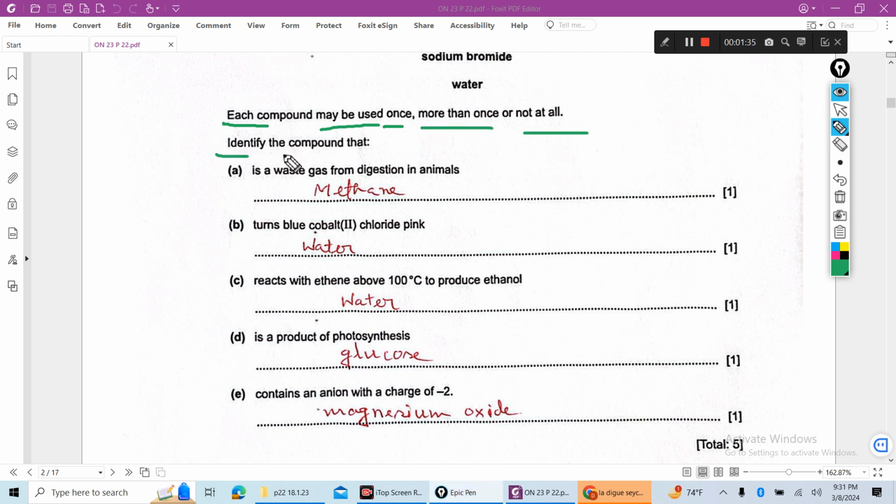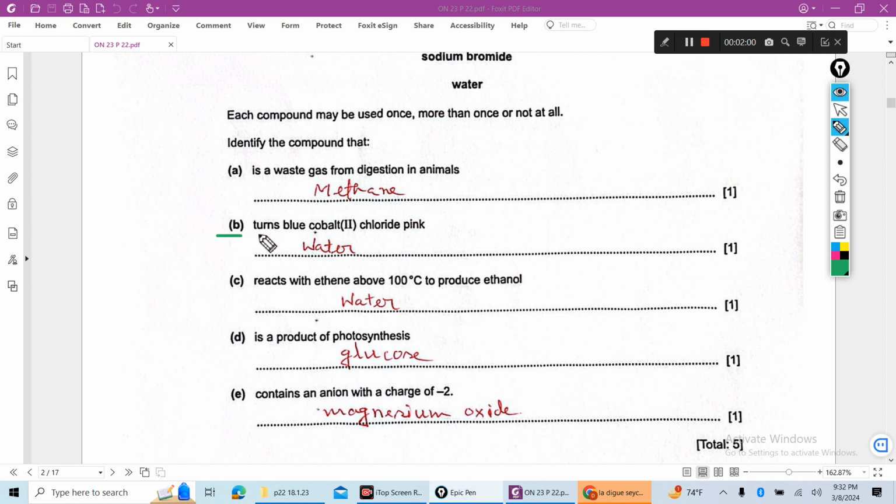Identify the compound that is a waste gas from digestion in animals. This answer will be methane. It comes from digestion in animals and rotten things; methane gas is produced.